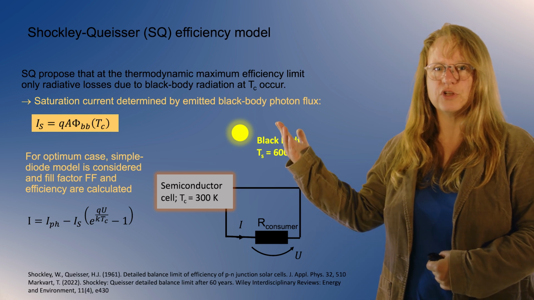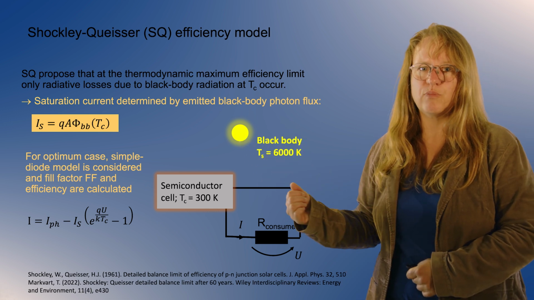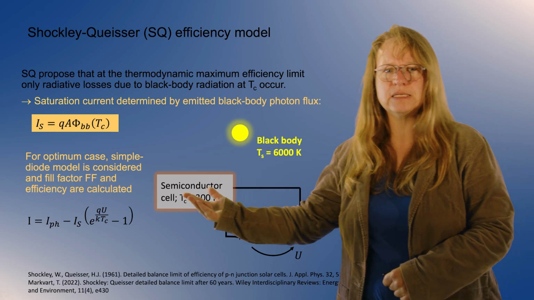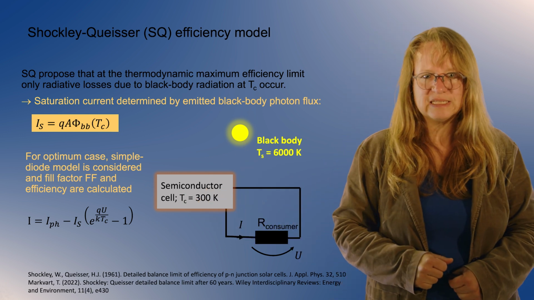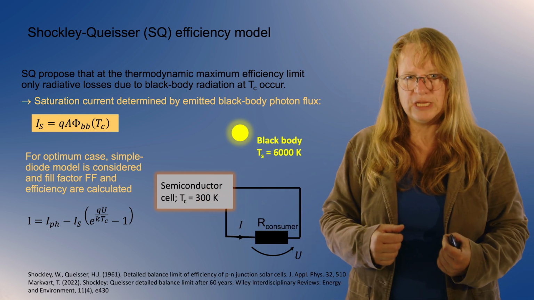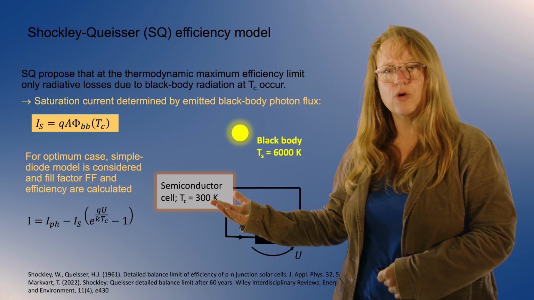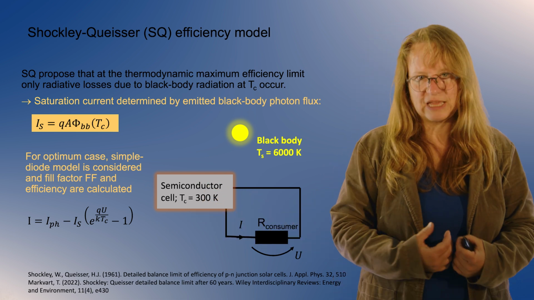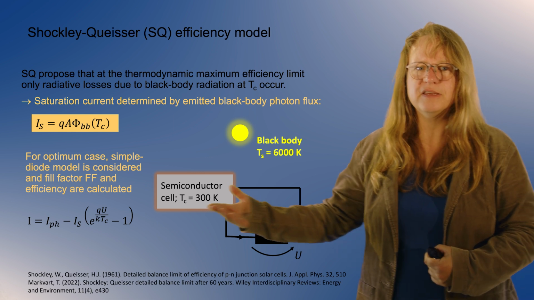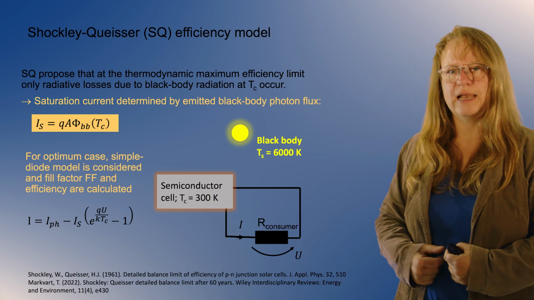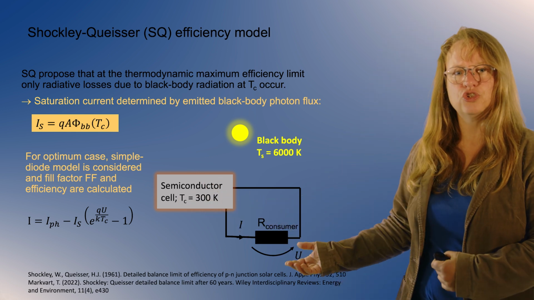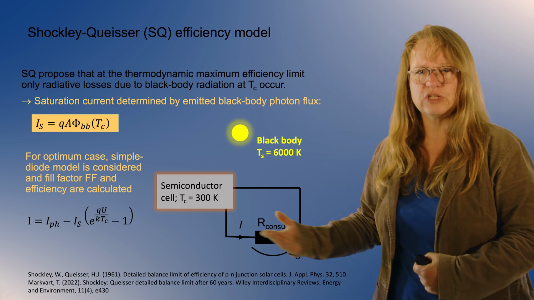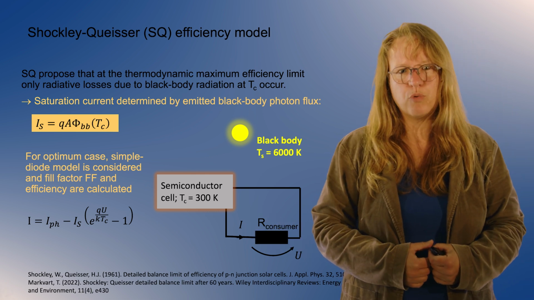They say we have solar radiation of a black body of 6,000 Kelvin, representing the sun, incident onto a semiconductor solar cell with a certain band gap Eg that is in equilibrium with the surroundings. So we have a cell temperature of 300 Kelvin, they assume. And then this cell is connected to an electric circuit, and the electricity is used to drive a matched load here. So the circuit is run at the maximum power point.